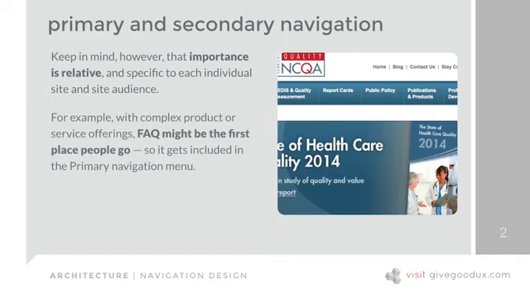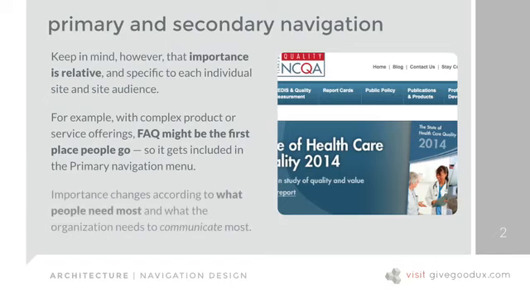For example, when there are complex product or service offerings, FAQ might be the first place people go. In that case, it does get included in the primary navigation menu. If it's a complex topic that's hard to understand, and the primary reason people are visiting is to get answers to questions, then FAQ becomes a primary navigation item. The point here is that importance changes according to what people need most, and it also changes according to what the organization needs to communicate most. Remember, it's a balancing act.